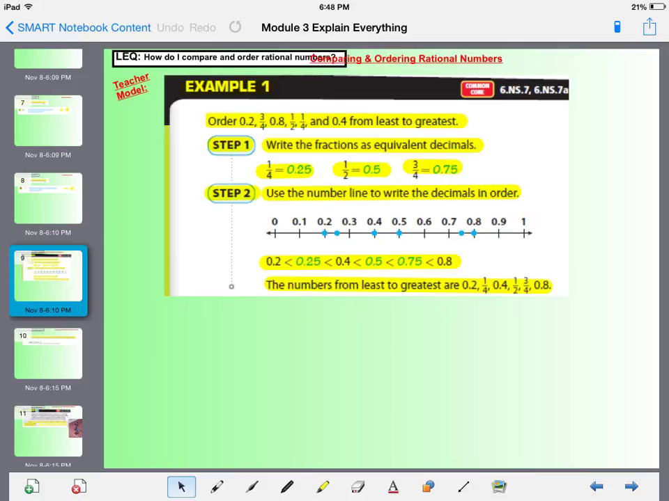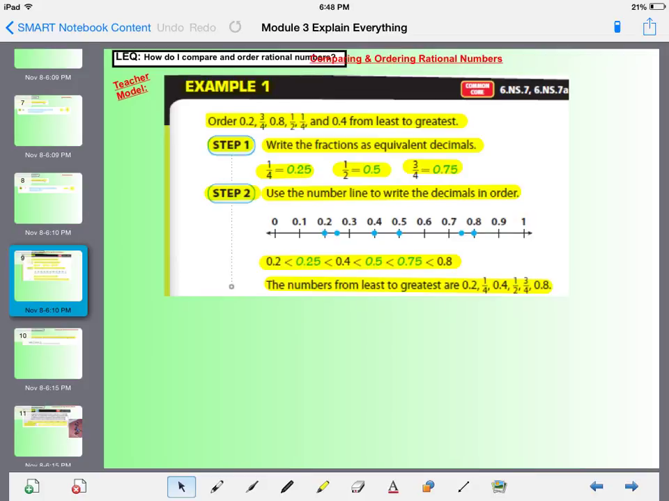8/10 is already a decimal. 1/2 is equivalent to 50 hundredths or 5/10, which is another common fraction we should know. And there's that other one, 1/4, which is 25 hundredths.